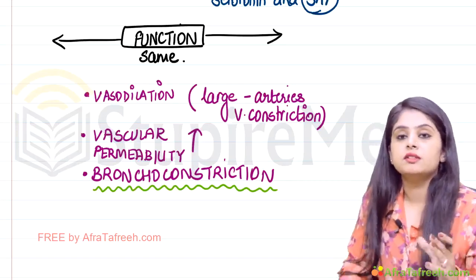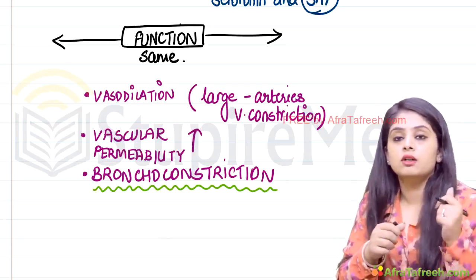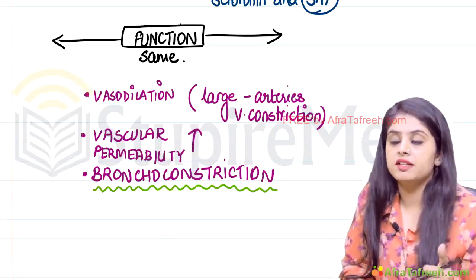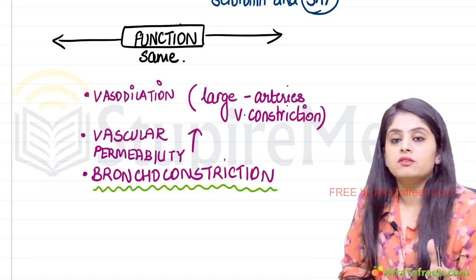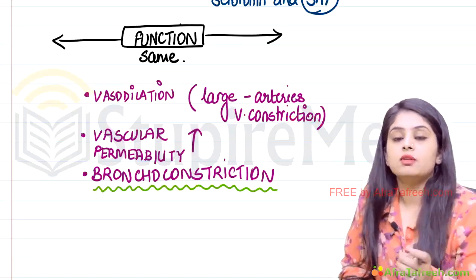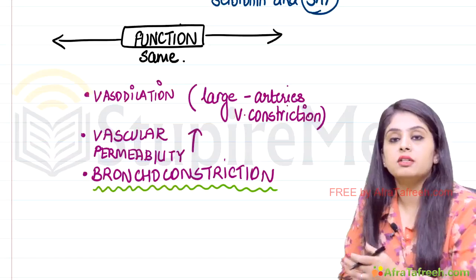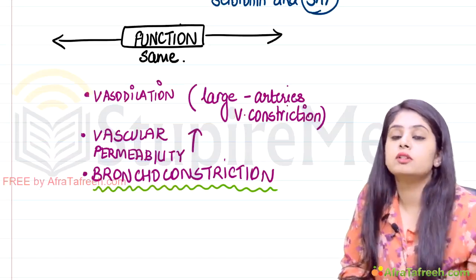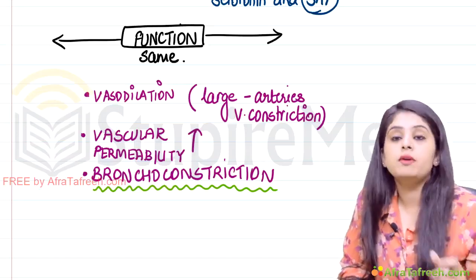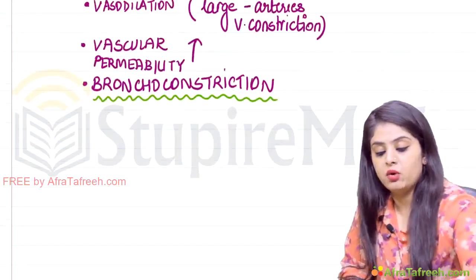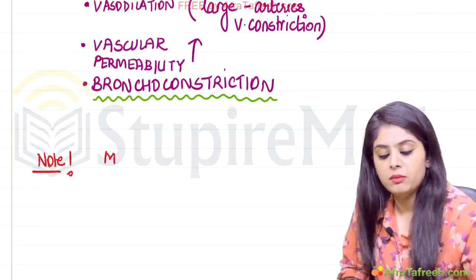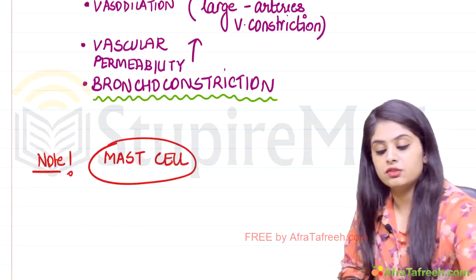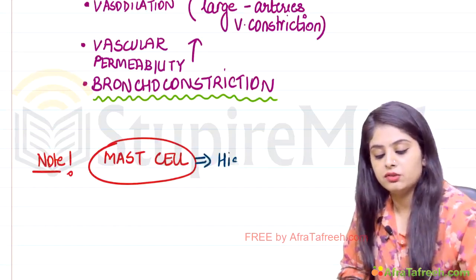So basically students, histamine and serotonin, quick review. Richest source of histamine is the mast cell. Richest source of serotonin is the enterochromaffin cell. The amino acid for histamine is histidine. The amino acid for serotonin or 5-hydroxytryptamine is tryptophan. Functions of both remain the same. Before we end our discussion on these two mediators, there is a small note that you need to keep in mind. Just now we spoke about the mast cell. And what is mast cell the richest source of? It is the richest source of histamine.